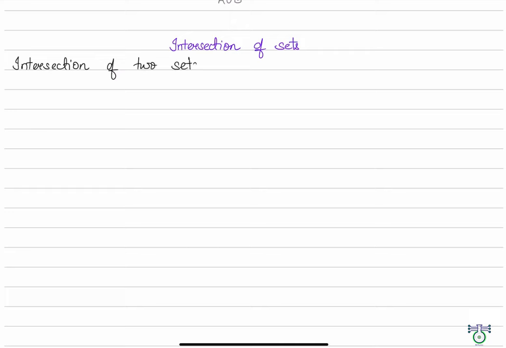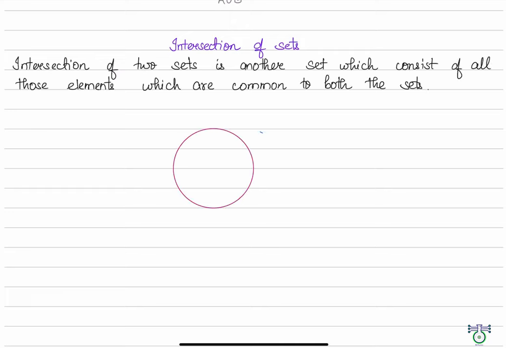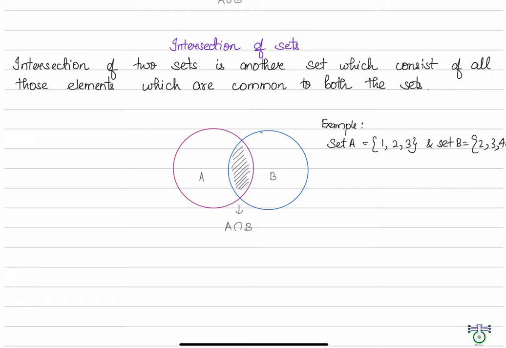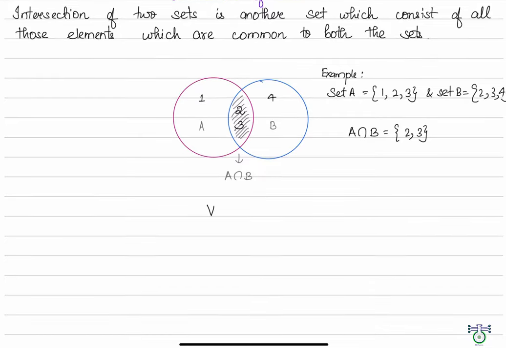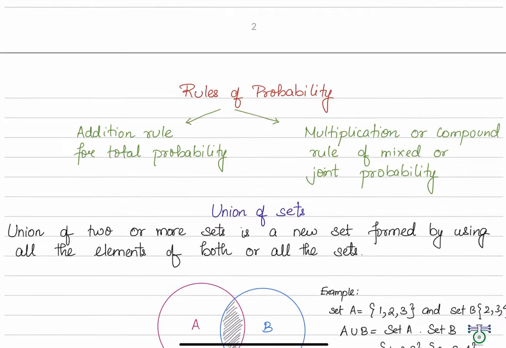Intersection of sets. Intersection of two sets is another set which consists of all those elements which are common to both the sets. For example, set A, 1, 2, 3, set B, 2, 3, 4. So here, if we see, the common intersection is 2 and 3. Also remember how an intersection of sets is represented here.